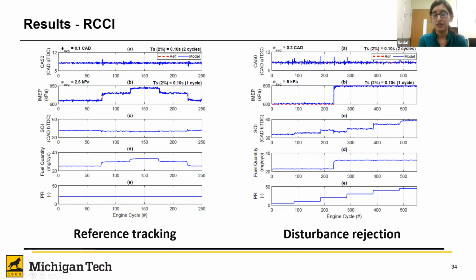For RCCI mode, start of injection was used to control combustion phasing, and fuel quantity is used to control indicated mean effective pressure. For the first case, the premixed ratio was kept constant at 20, and the controller was capable of tracking both the parameters. For the second case, premix ratio was modeled as a measured disturbance. Also, the controller performance for a range of premix ratio was tested by varying the premix ratio from 5 to 45, and the controller was capable of tracking combustion phasing and indicated mean effective pressure.